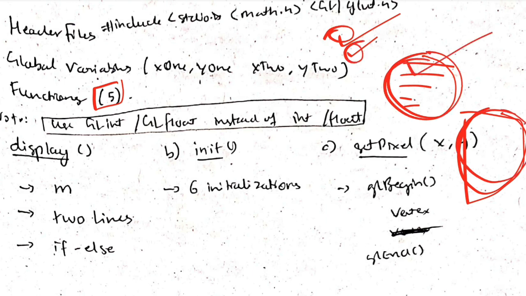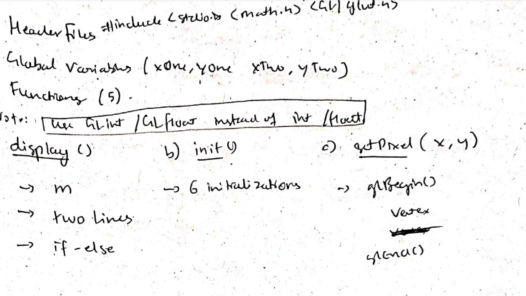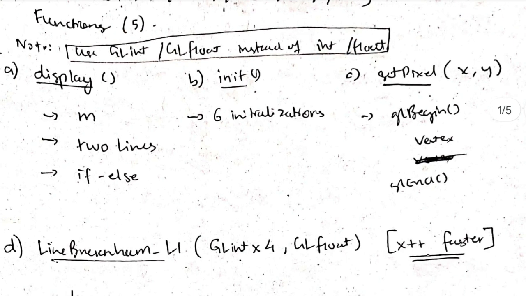Now let's see what is there in the 5 functions. Before that, use GLint and GLfloat instead of int and float in every part of the program. All you need to keep in mind is whether we are using the float value or the int value, because obviously you will not write plain int. Even if you write int, you will remember to write GLint. So don't worry about GLint and all, just focus on what is happening in the program.